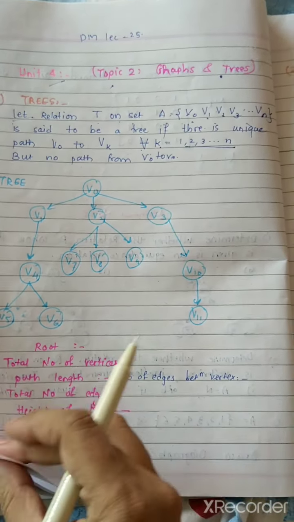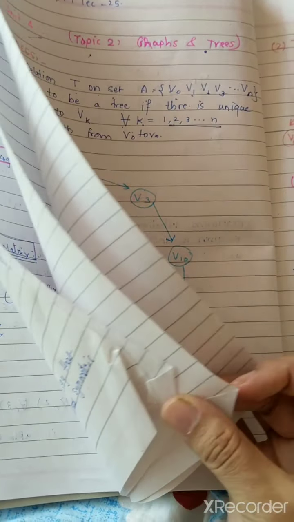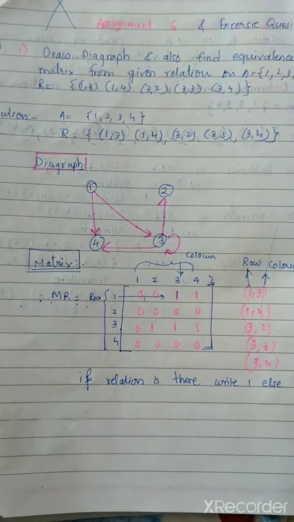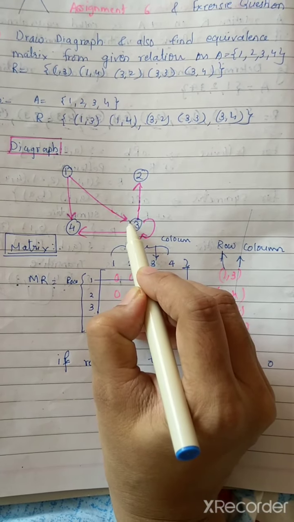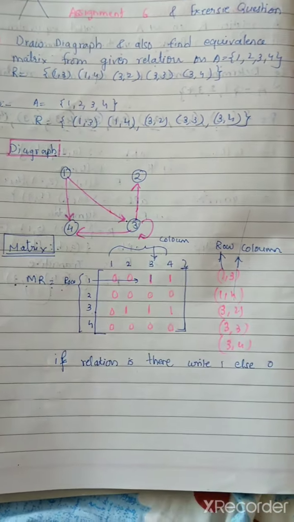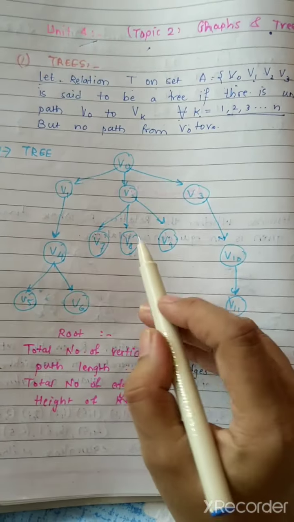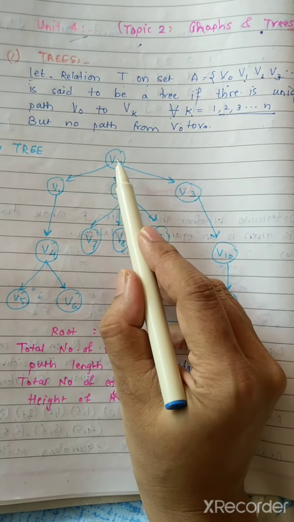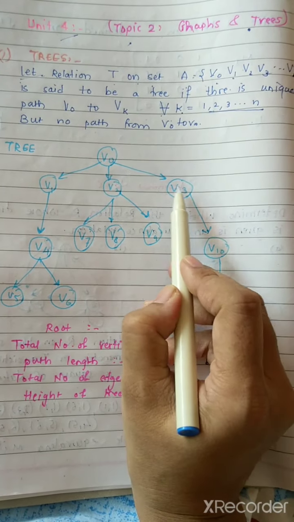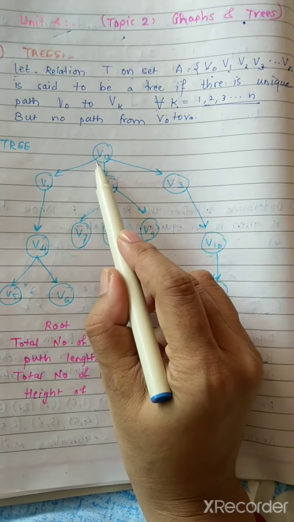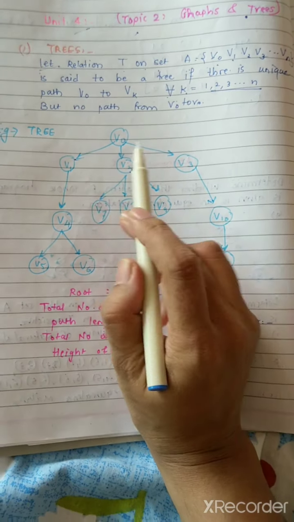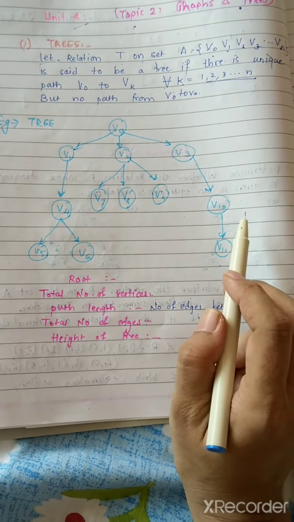That means what? Previously we have seen a digraph, right? In a digraph we may have paths like 1 to 4, 1 to 3, as well as 3 to 3. But in a tree we don't have such a path. We have V0 to V1, V0 to V3, V0 to V2. See, only a single root is there. Only a single path is there. So this type of structure is called a tree.